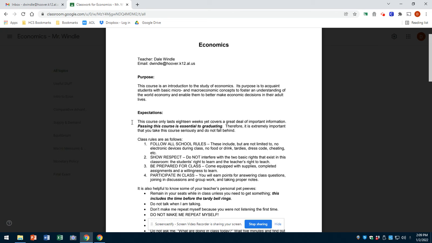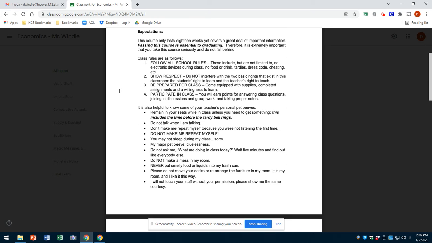So my class rules are pretty simple. Follow school rules, show respect, be prepared for class. You know, be a nice person. Don't be a jerk. In education school, they say don't have more than 4 rules on your syllabus because it gets confusing. So I'm not a super rules guy. Hopefully we'll all behave like adults.